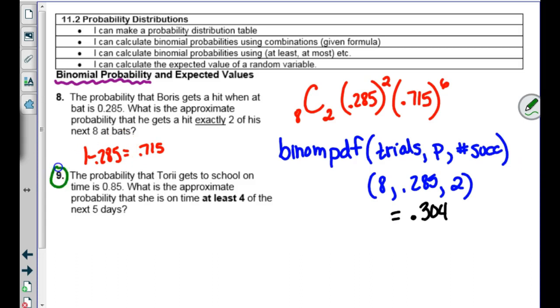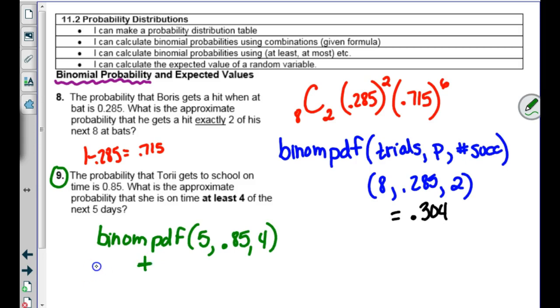Now number 9, on the other hand, there's multiple ways that this could happen. Probability that Tori gets to school on time is 0.85. What is the approximate probability that she gets to school on time at least 4 of the next 5 days? So she could be successful out of 5 days. She could be successful 4, or what? We want to count if she's there on time at least 4 days.